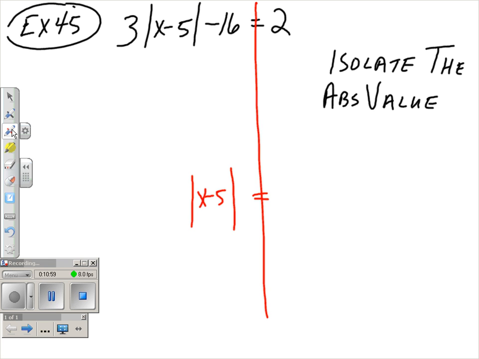So we're looking up here and we have a 3 and we have a negative 16 that we have to get rid of for the absolute value to be alone. Which one do we get rid of first? The one that's further away, the negative 16. So I'll do that real quick. You guys might want to pause the video and try and solve it on your own.